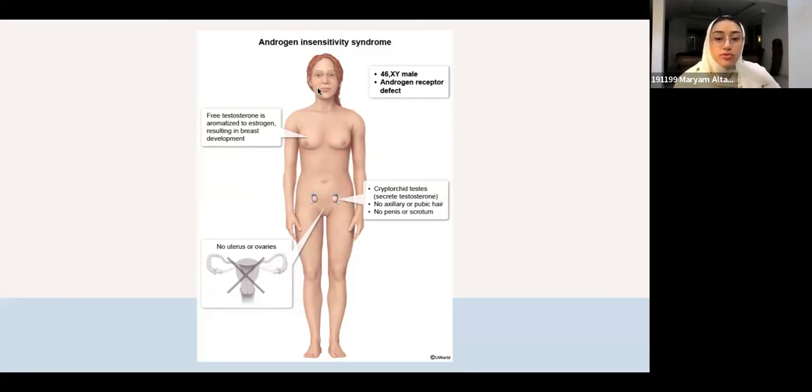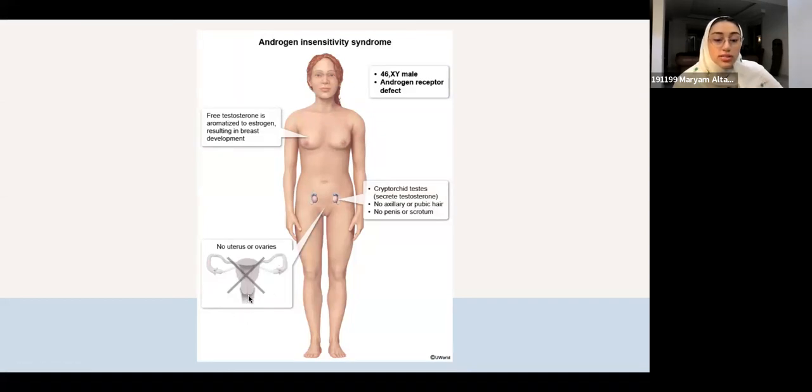So this person is a 46XY, so this is a male patient, but they have an androgen receptor defect, meaning they do not respond to testosterone at all. And so what happens to this testosterone is it's actually converted to estrogen in their body, because high levels of testosterone can also be turned into estrogen. And that leads to breast development. However, we're going to talk about Tanner staging in a second. This person has no development of any pubic hair or similar characteristics, and no uterus and no ovaries.